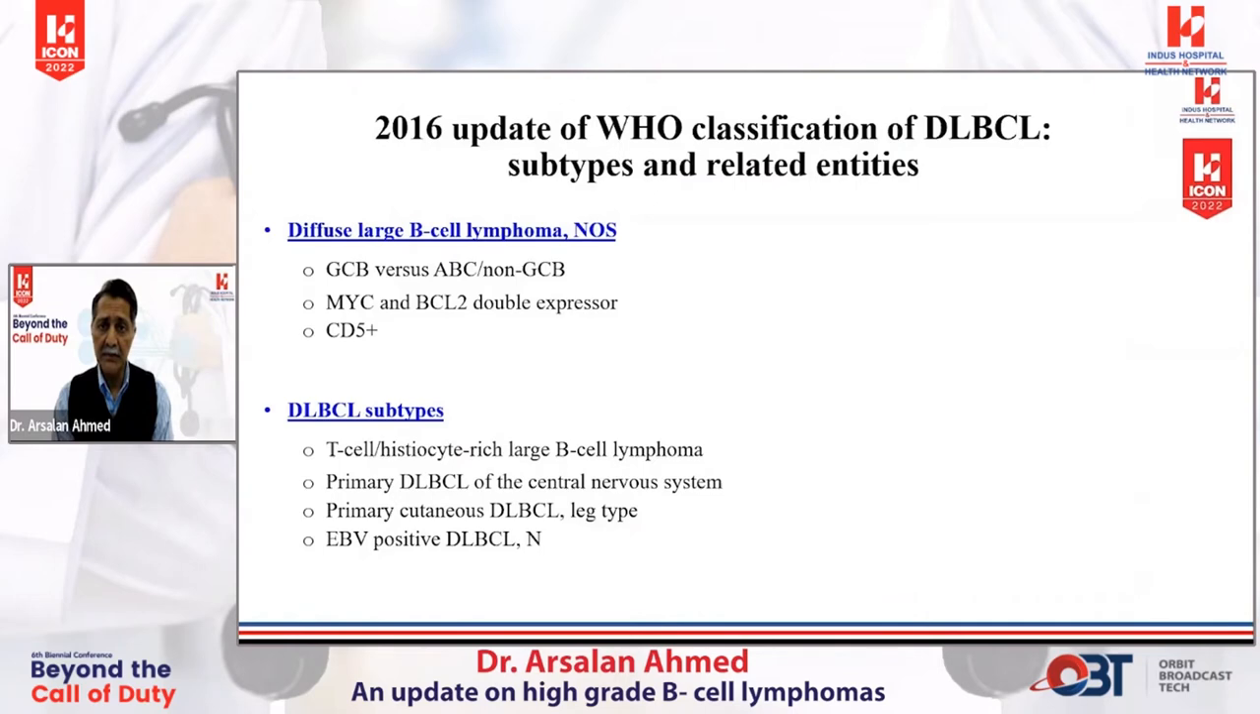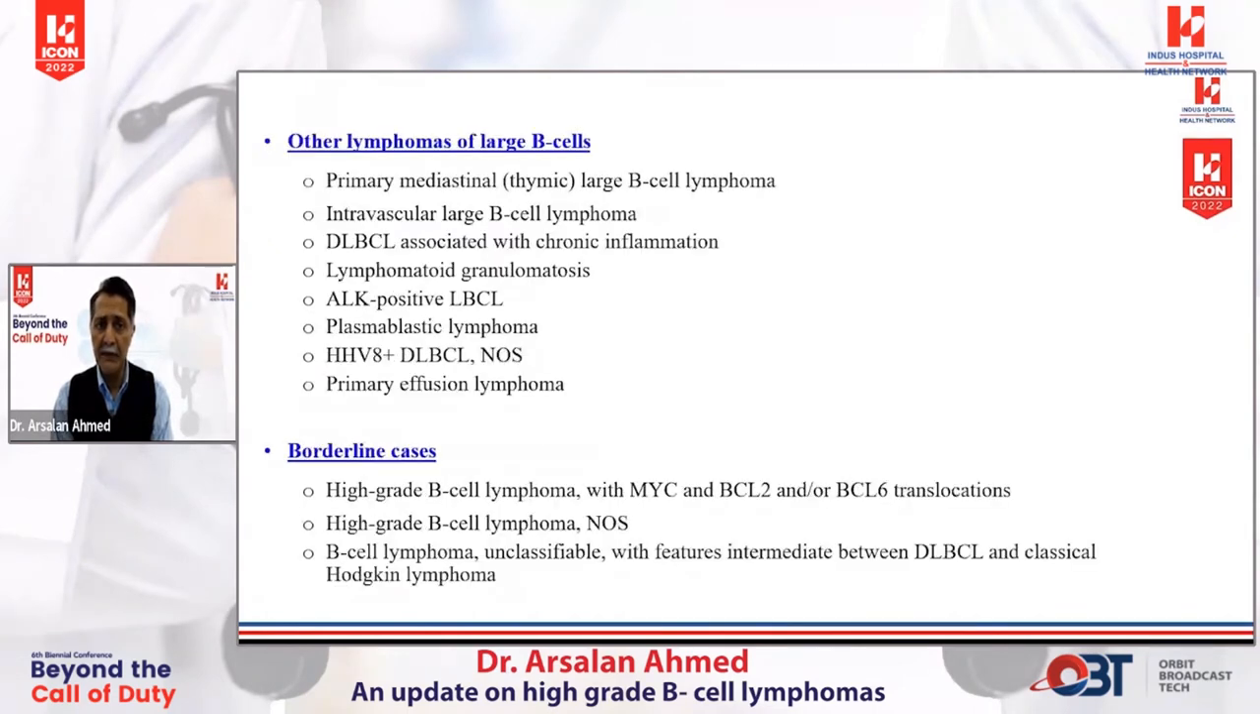So just to show you the 2016 update. Since this is a very long topic, 20 minutes won't do justice, so we're just going to work on some of the important things about the updates according to the WHO classification. I'll be talking about diffuse large B-cell lymphoma, GC versus non-GC, and double expressor. Then we'll be talking about ALK-positive large B-cell lymphoma, plasmablastic lymphomas, and also borderline cases like high-grade B-cell lymphoma with MYC and BCL2 and/or BCL6 translocations.